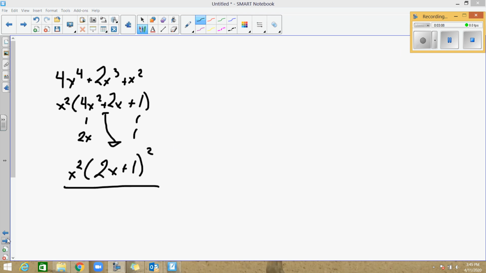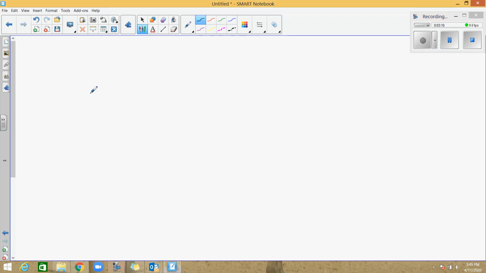Give me a new sheet here. Let's take a look at this guy. 49x squared minus 28, whoa, that got a little crazy, xy plus 4y squared. Now, if I take a look at this guy and I try to do this the same way I've been doing everything, I got 49 times 4, which is a large number. So I'm going to try to reduce that down a little bit.